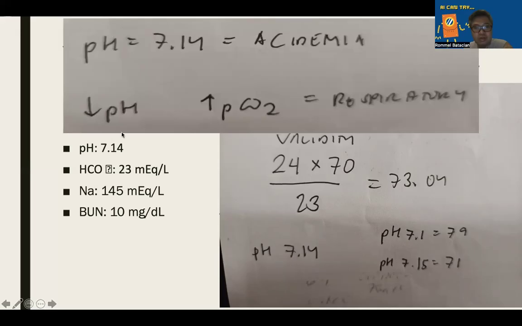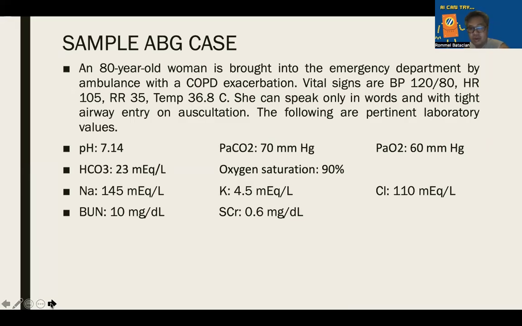Now, we know that the pH is 7.14, so it's acidemia. And if you would determine the trend, the bicarb is normal. However, the PCO2 is elevated at 70. With the low pH and an elevated PCO2, so opposite directions, therefore it's respiratory acidosis. Now since we know that the primary disorder is respiratory acidosis, hopefully the compensatory mechanism would be an increase in serum bicarb or metabolic alkalosis.